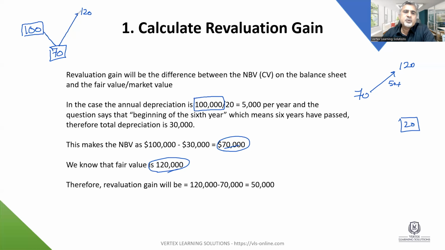And now it goes up to 120. And you are saying that, oh, I made 50,000 gain. No, actually asset was 100,000 back then, and it is 120,000 now. The change in the value of asset is only 20,000. The remaining 30,000 is your depreciation. Asset has only gone from 100 to 120.